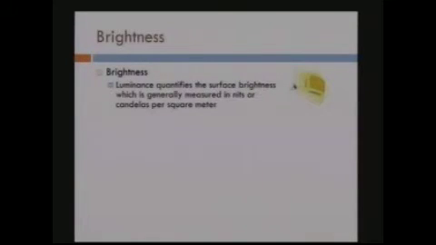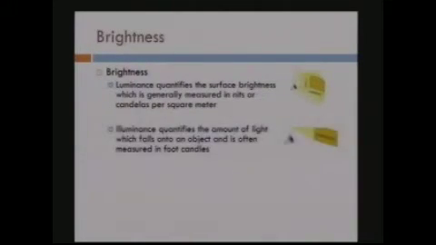As we looked at brightness standards, there are a variety of methods, and really probably two that are the most often utilized. One is a measure of luminance, which quantifies the surface brightness of the sign, and that is generally measured in nits or candelas per square meter. The second is illuminance, which quantifies the amount of light which falls upon an object, often measured in foot candles.